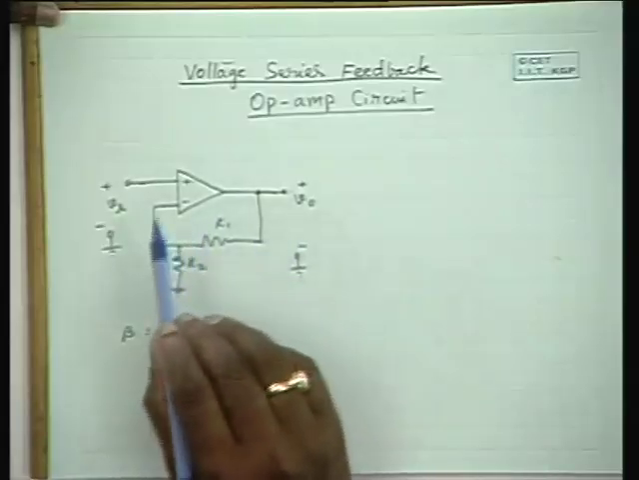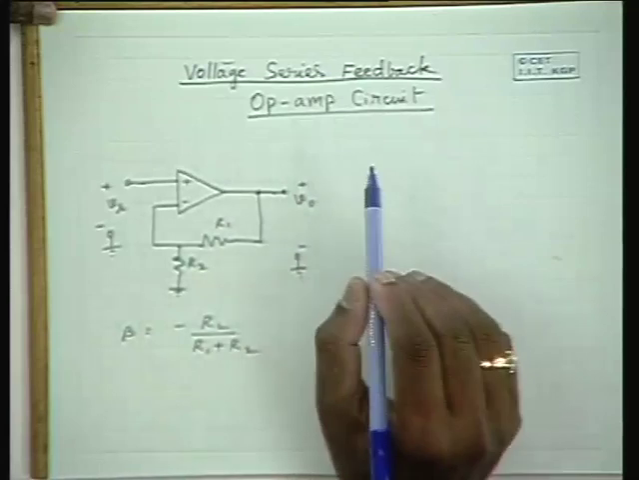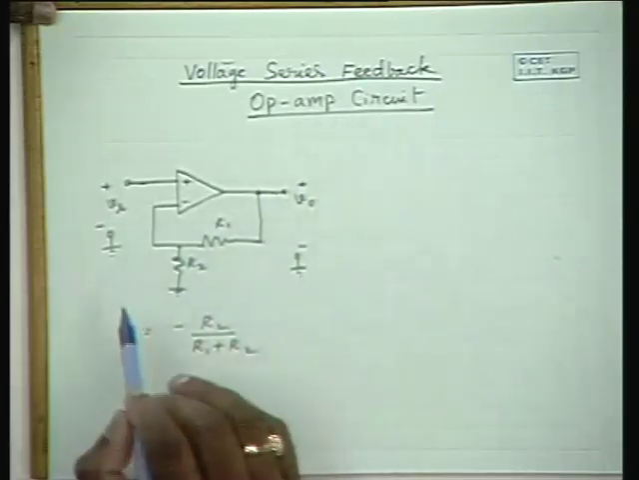Before discussing the sinusoidal oscillators, I would like to extend the discussion on feedback amplifiers to an operational amplifier example. After that, I'll come back and discuss the oscillators. Please look at this picture. This is an example of voltage series feedback using an op-amp circuit.